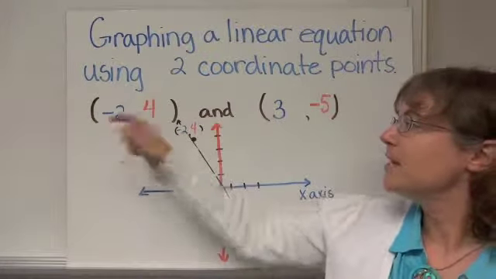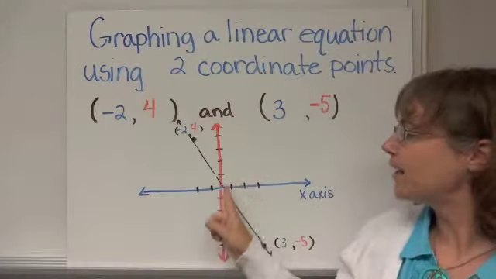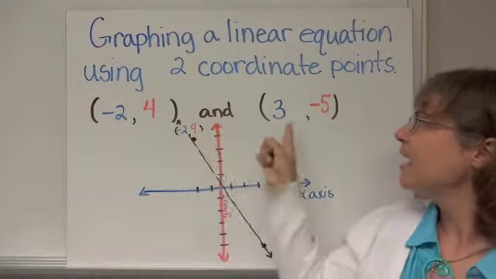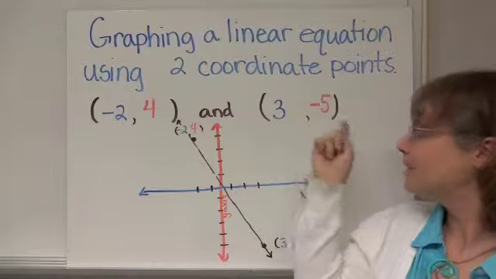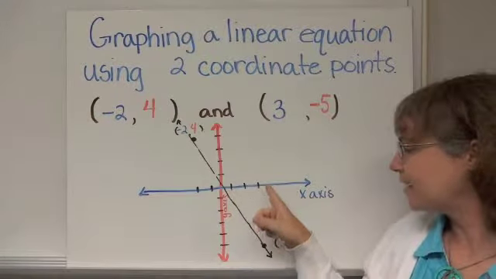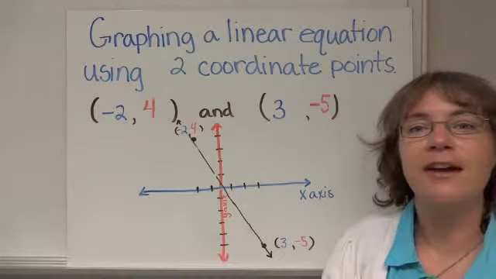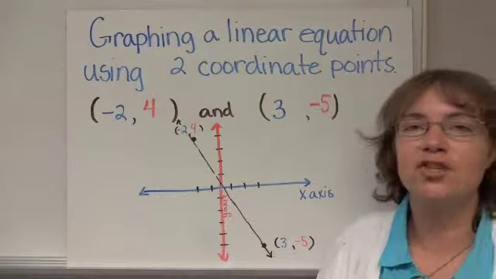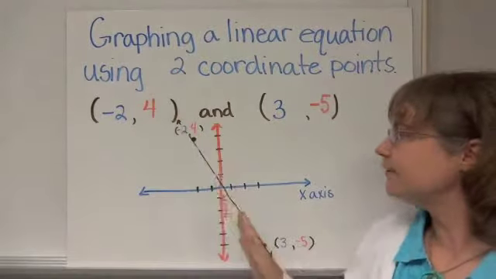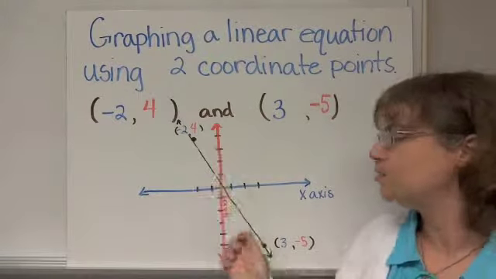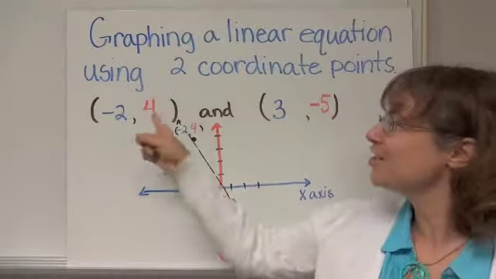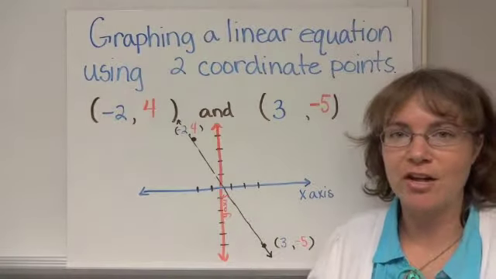So if we're given the point (-2, 4), we can plot that, -2 on the x-axis and up 4 on the y-axis. And (3, -5), we can go over 3 on the x-axis and down to -5 on the y-axis. When we have those 2 points, we can connect them with a straight line. There are lots of different solutions to the line that contains both of these points. In fact, infinitely many.